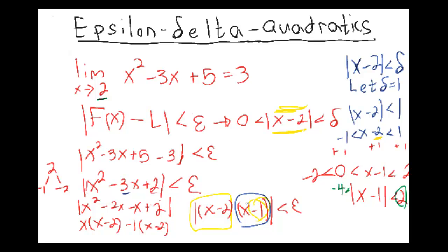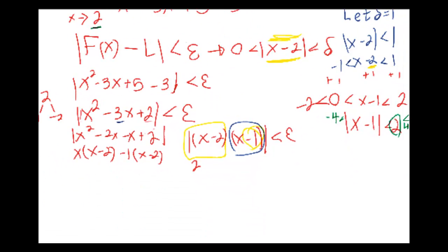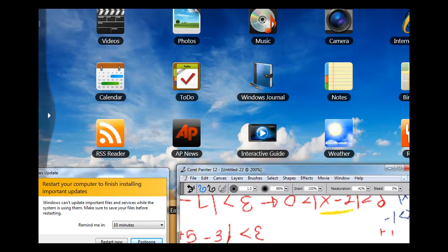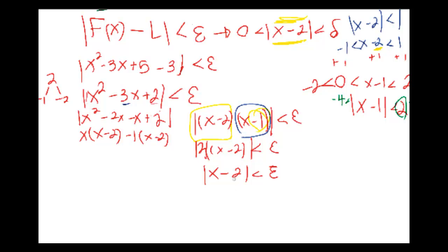Here we can plug in the 2 in place of the x minus 1. We still have the x minus 2, and it's less than epsilon. Divide both sides by that 2, and you get the absolute value of x minus 2 is less than epsilon over 2. And then by comparing it, without minimizing your entire work there, you would get that delta would be epsilon over 2.